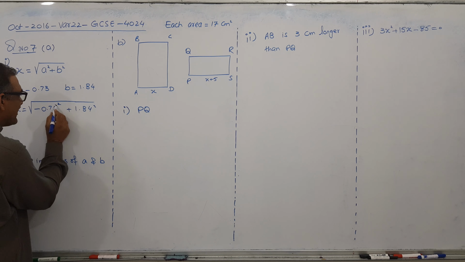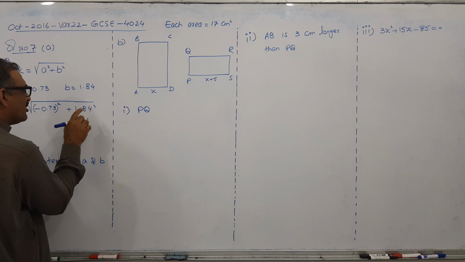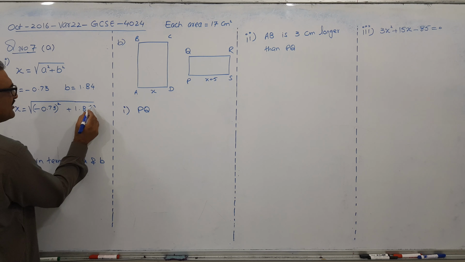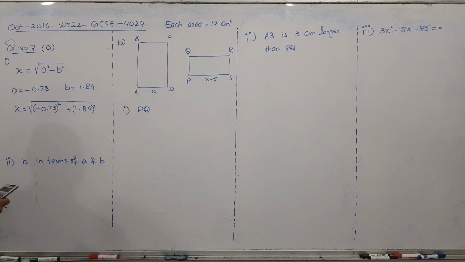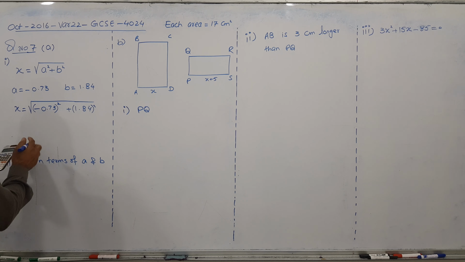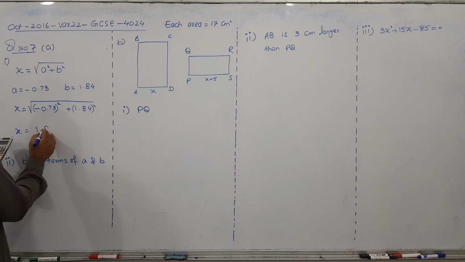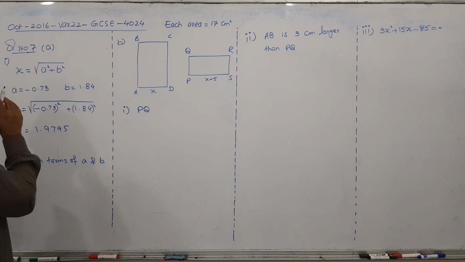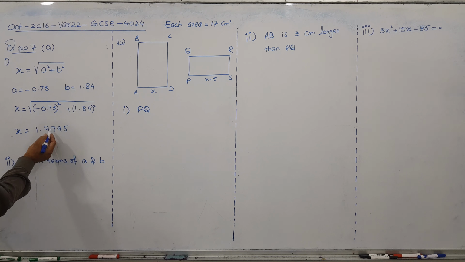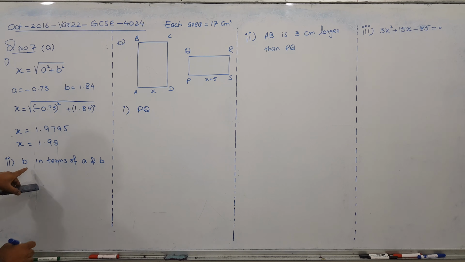Because you have to put a bracket here. This bracket here is not compulsory, but here it is needed because of the minus sign. But we put it here also. Okay, then let's see what answer comes. 0.73 squared. Okay, and yes, it is giving the answer 1.9795. But if we need 3 significant figures, so we need to round this, so the answer comes 1.98.